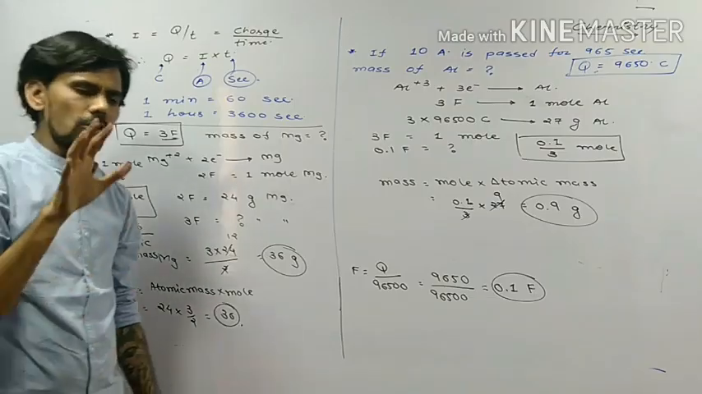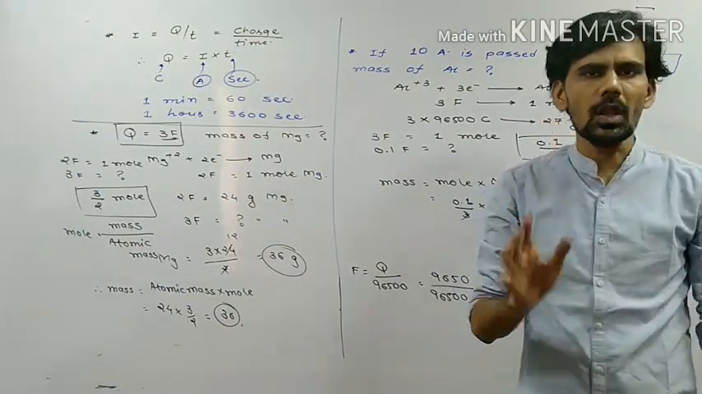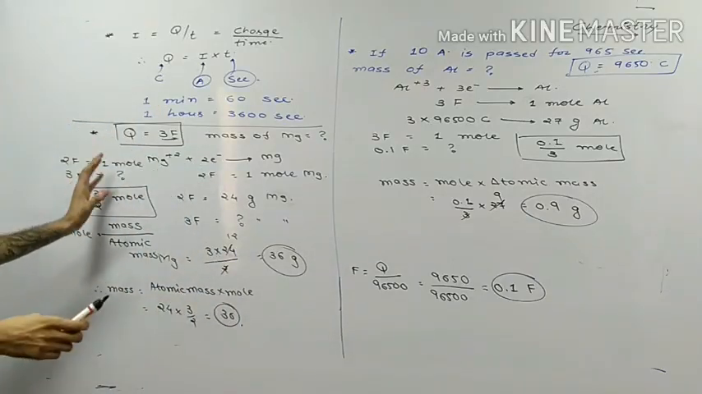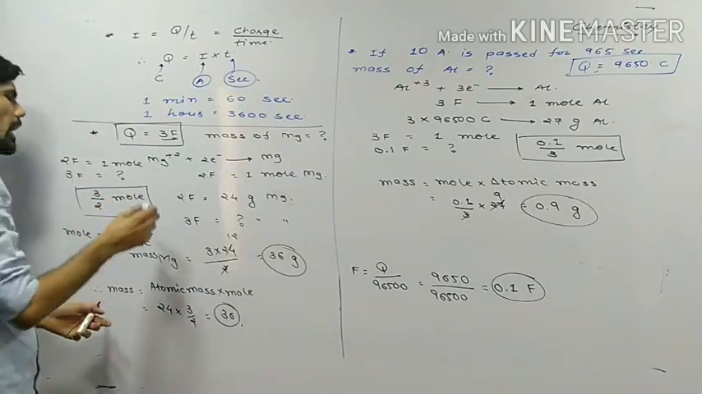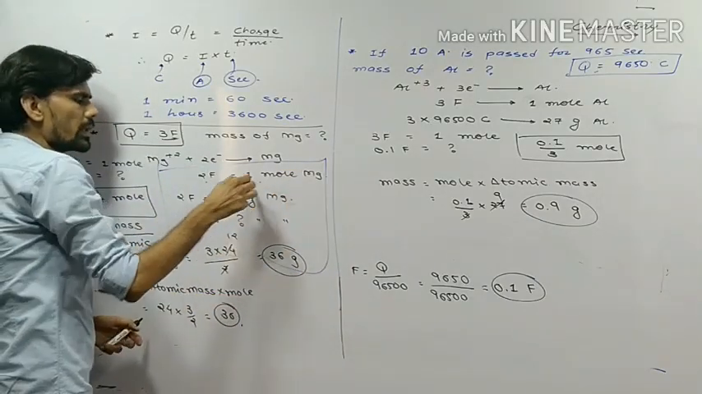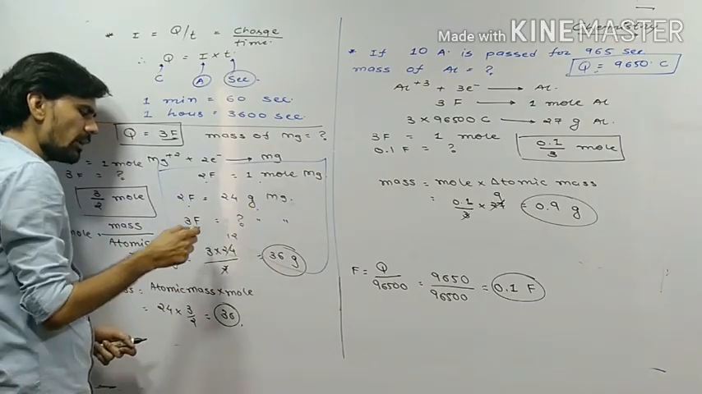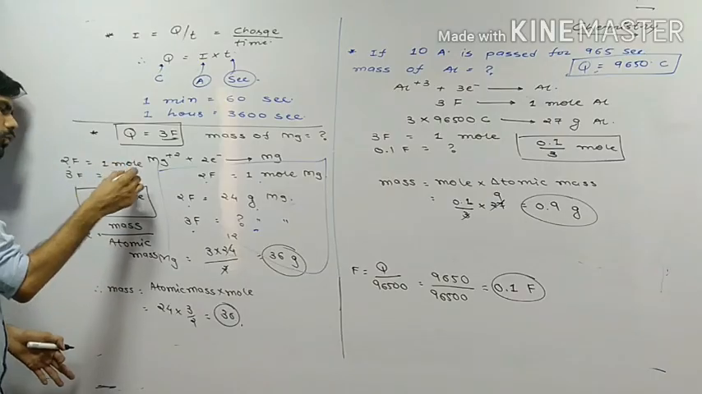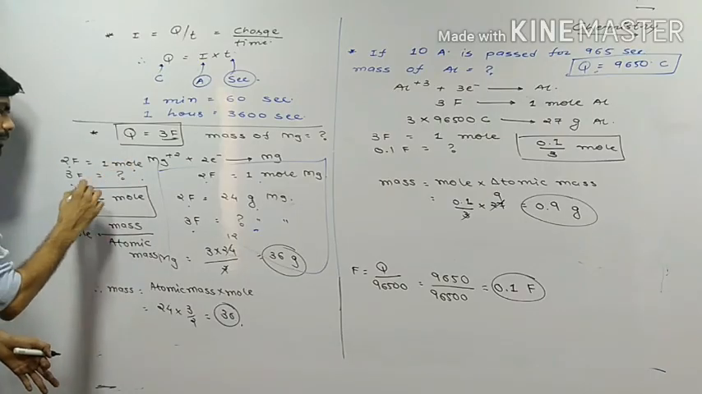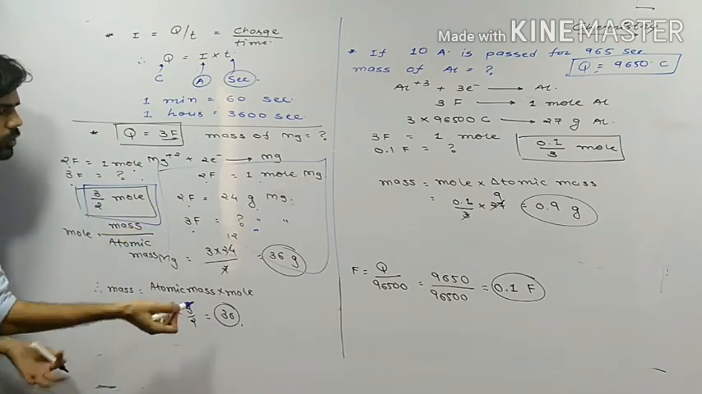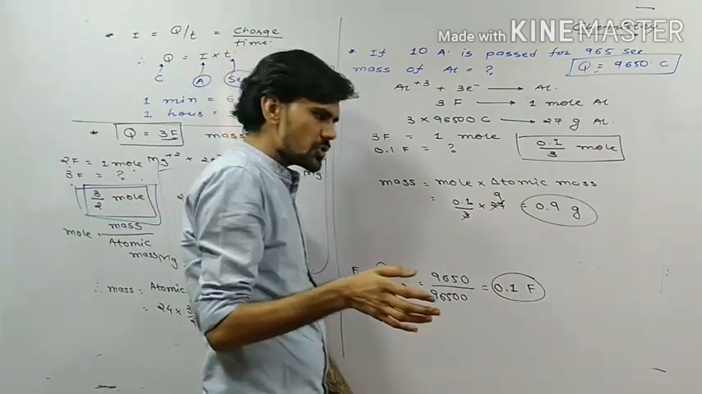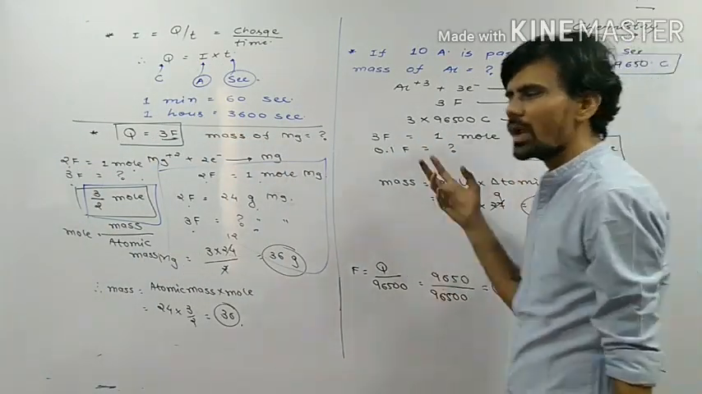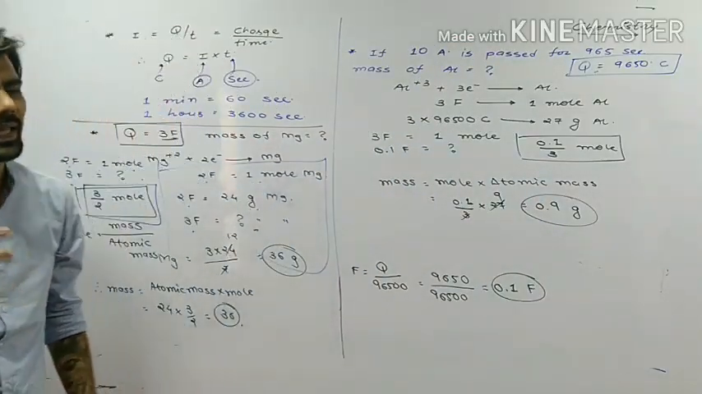Clear? So the simple thing is, you have to understand the whole concept of electrolysis. After that, you can calculate your question differently. If you want directly, like 2 Faraday is equal to 1 mole, 2 Faraday is equal to 24 gram, then 3 Faraday is equal to how many gram? 3 Faraday is equal to 3 by 2 mole. Then mass is equal to what? The method is based on you. Whatever method is convenient to you, you can calculate like this or like that.